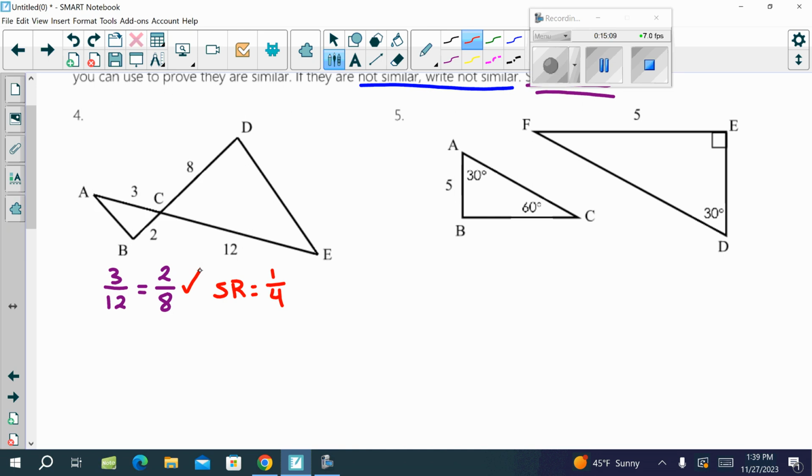Do I have a third side? No. So can I do side, side, side? No. Do I have angle measurements in there? No. So can I do angle, angle? No. So what was my only other option? Side, side was the first one, and we already said we don't have the angles to do angle, angle. Side, angle, side.